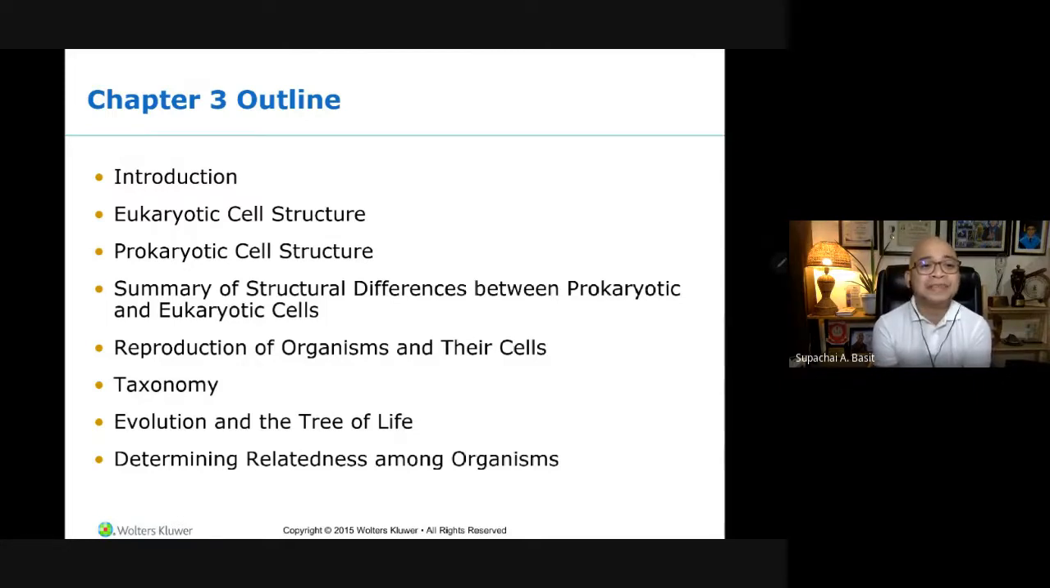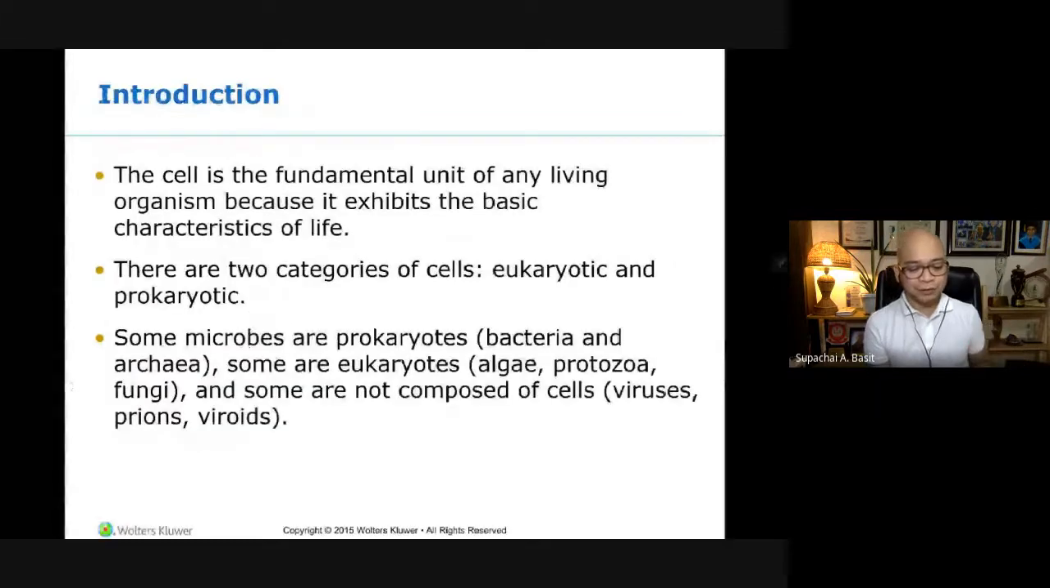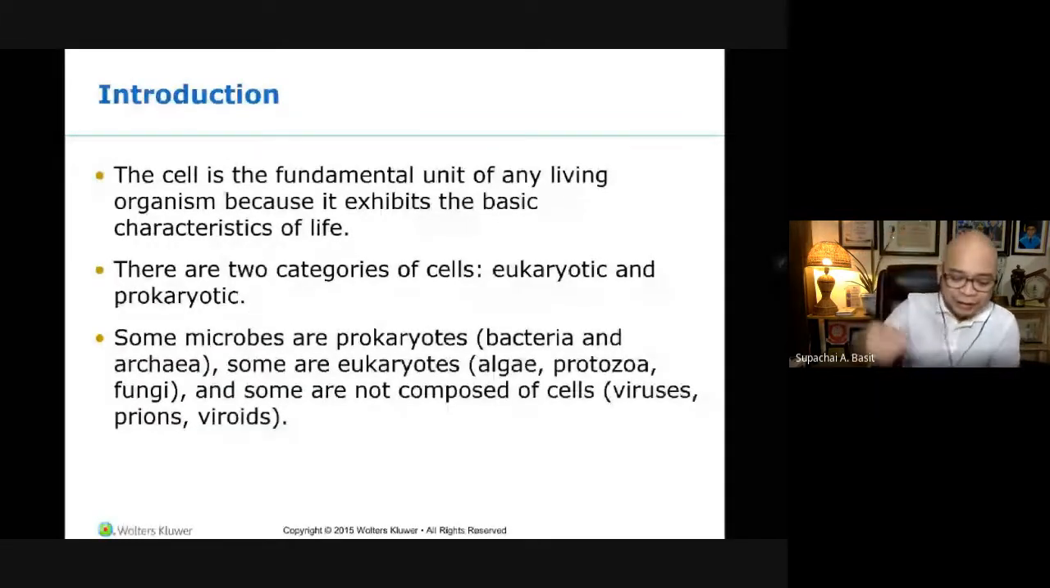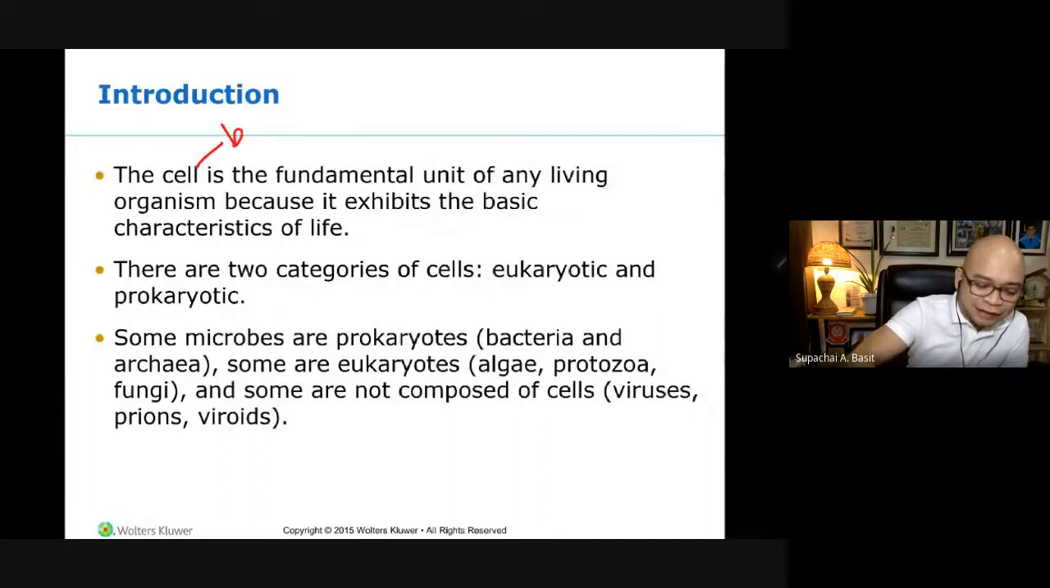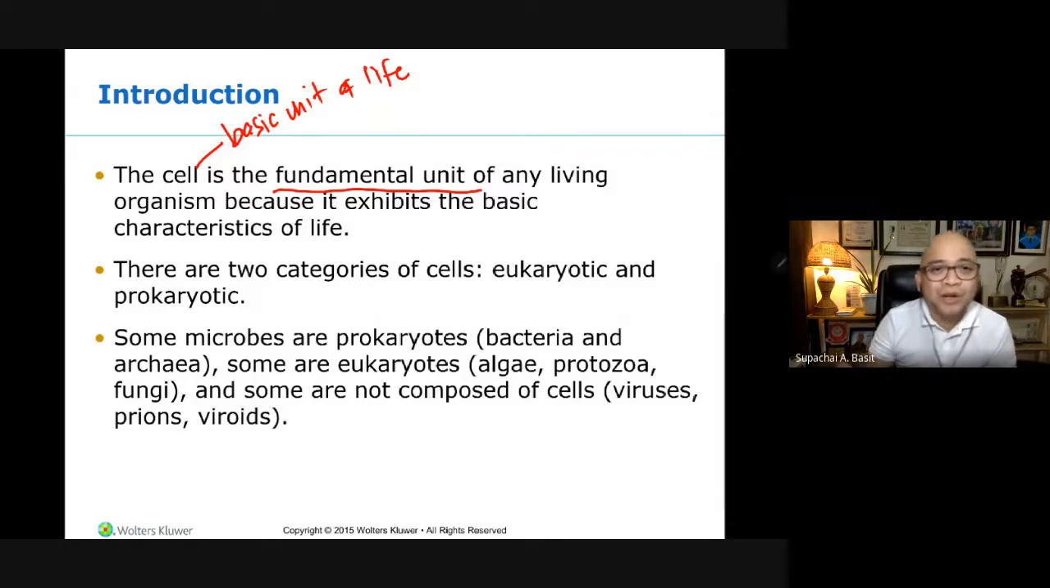And then we will also be tackling how these organisms and their cells divide, the taxonomy, the evolution and the tree of life, and determining relatedness among organisms. Okay? So, as we all know, the cell is considered to be the basic unit of life. It is considered to be the fundamental unit of any living organism, because it exhibits the basic characteristics of life.